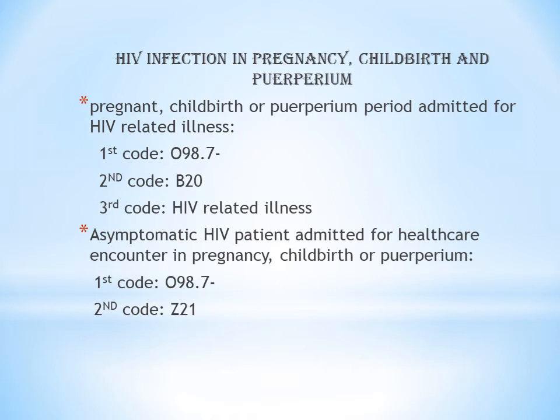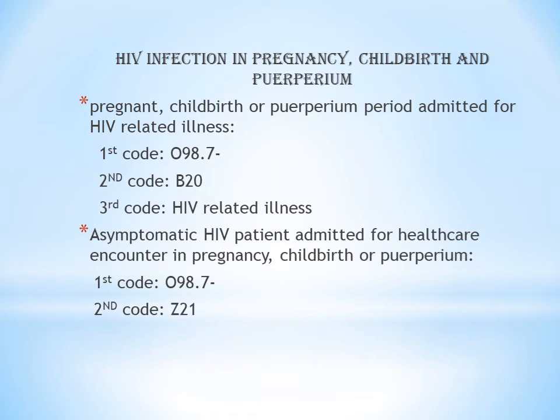That is, the patient is HIV positive and currently pregnant, and is now admitted for an HIV-related illness. Then the first code will be the O code, O98.7. The second code will be B20, and the third code will be the particular HIV-related illness.